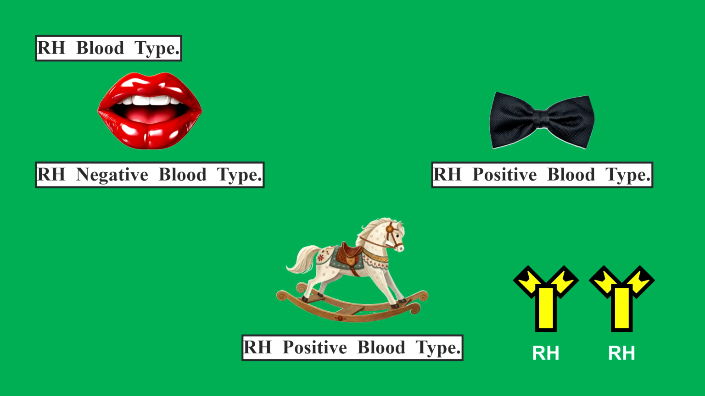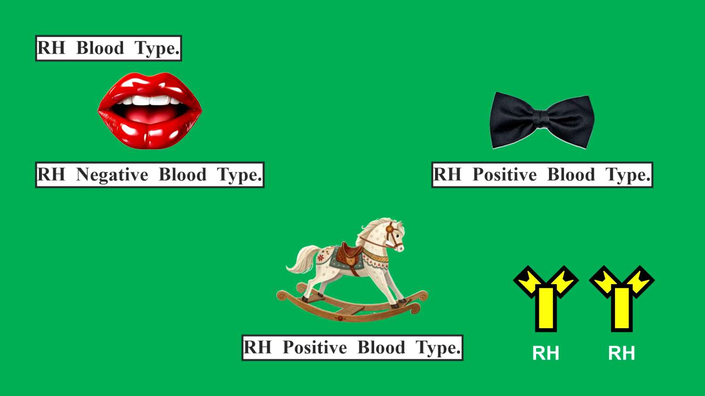If the mom is Rh negative and she is giving birth for the first time, 28 weeks into her pregnancy, she will be given the RhoGAM shot. If the mom gives birth to a baby that is Rh positive, the RhoGAM shot will prevent the mom's immune system from making Rh antibodies.